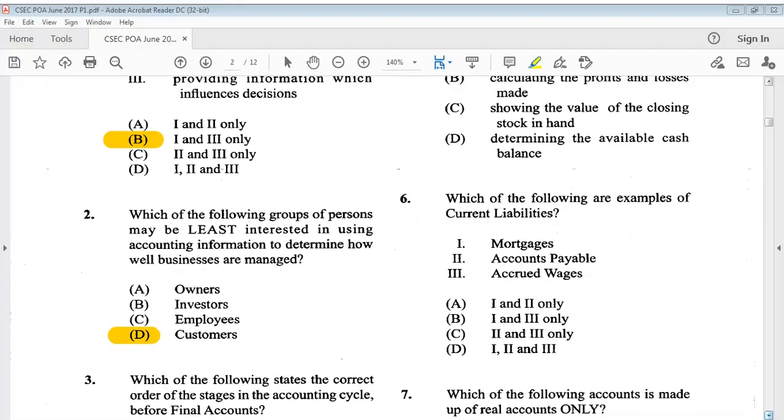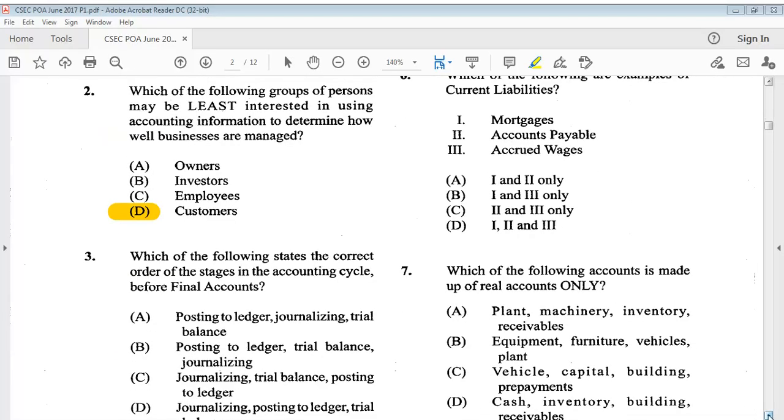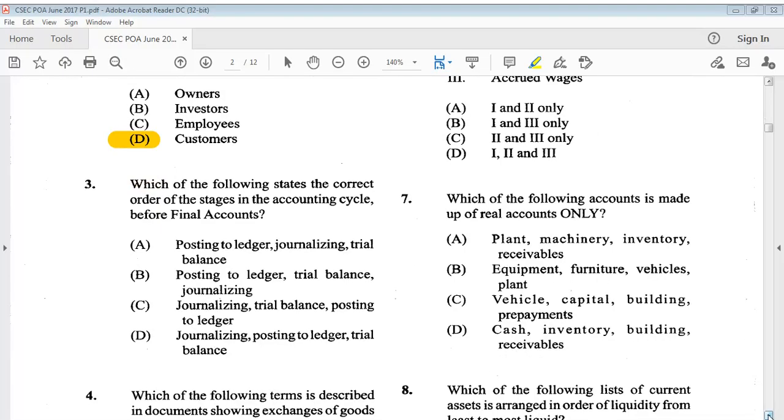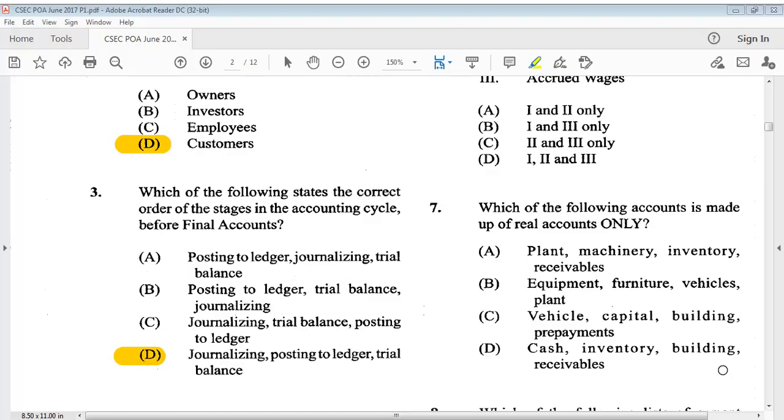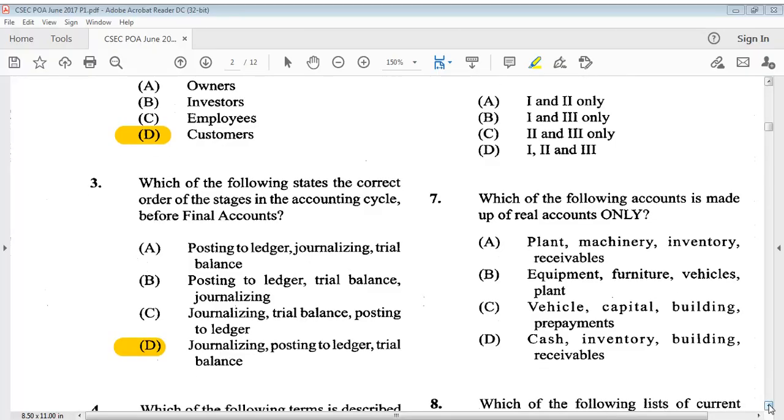3 says, which of the following states the correct order of the stages in the accounting cycle before final accounts? The correct one in order should be D: journalizing, then posting to ledger, then trial balance. So D would be our answer. So we are going to go to question number 4.